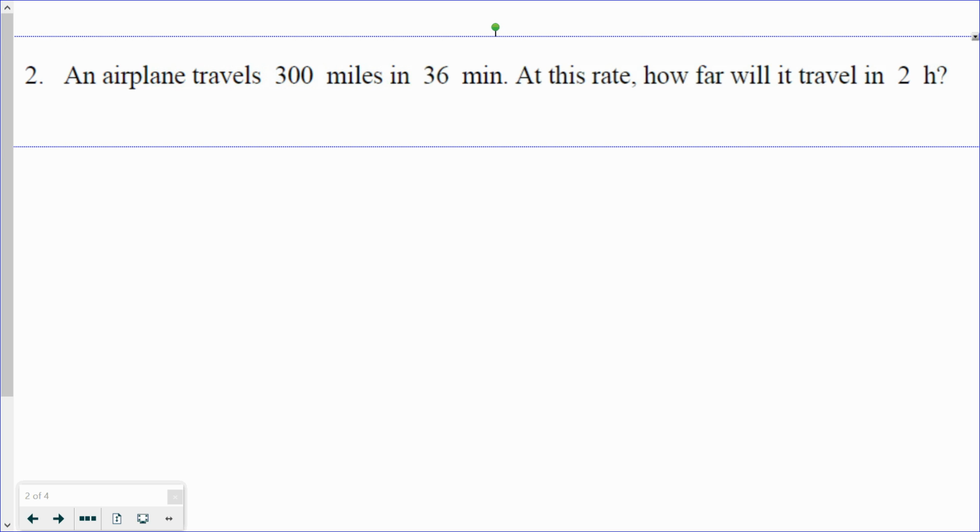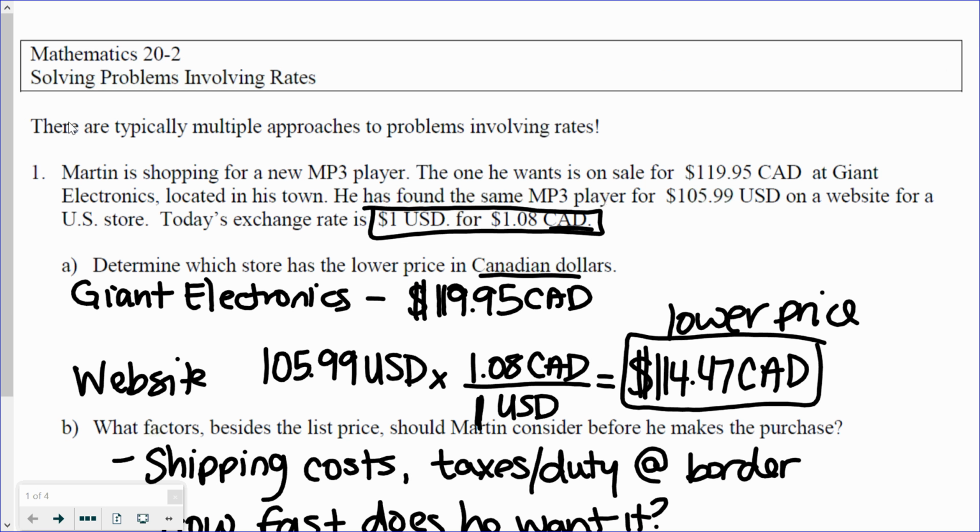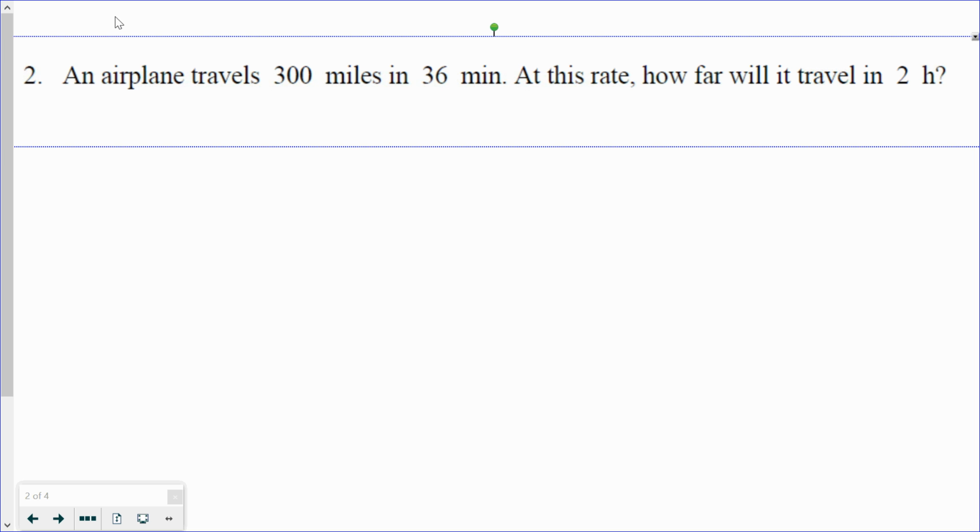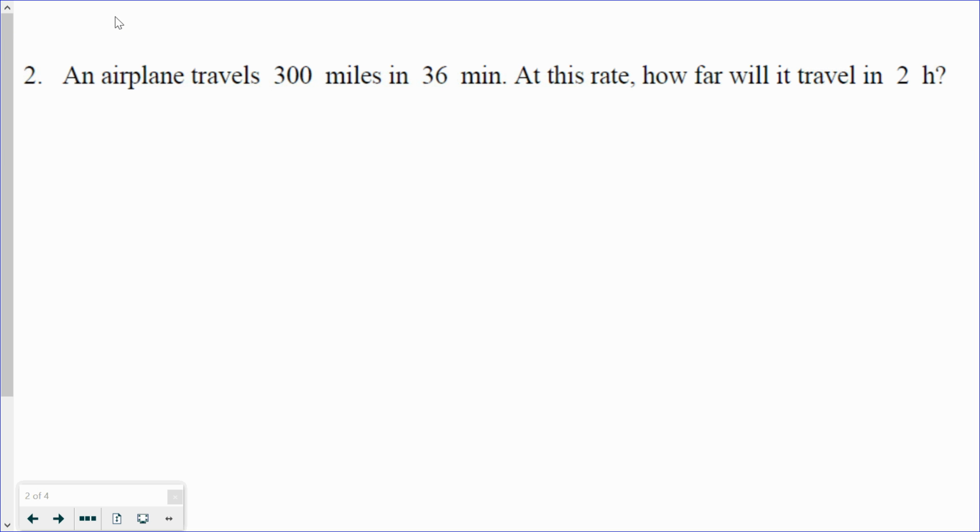Something I didn't talk about on that last slide is this part up here. So there are typically multiple approaches to problems involving rates. There's quite often more than one way to reach something. And so this is the first approach that I thought about. When I was solving this, we're dealing with time in 2 different ways, right? I have something in hours and I have something in minutes. So we need to be able to relate those things.